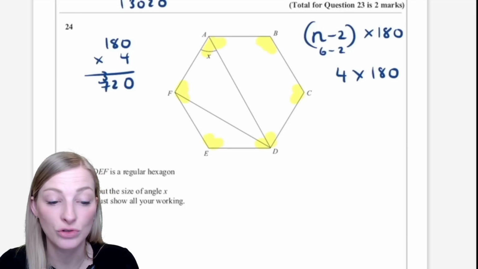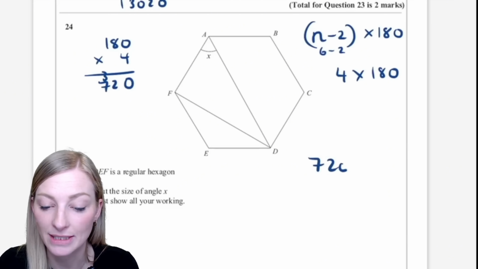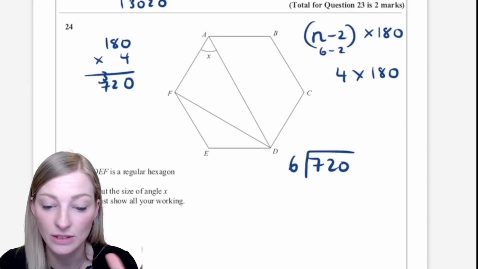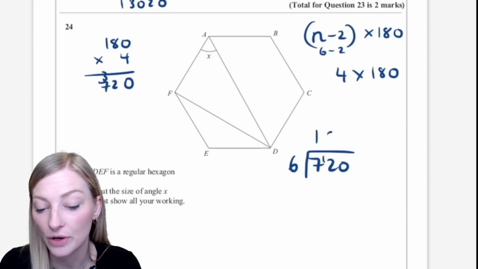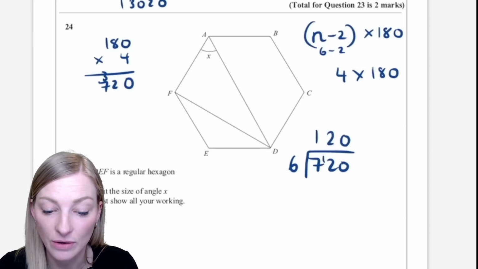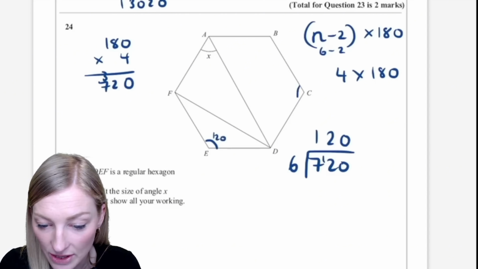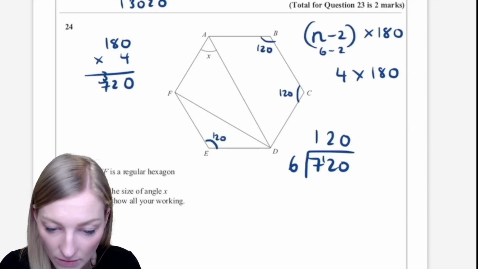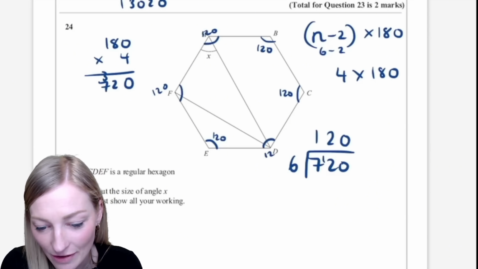So all inside this polygon, that angle, that angle, that angle, that angle, that angle, and that angle adds up to 720. And because it's a hexagon, if I want one of them, I can do 720 divided by 6, because there are 6 angles inside a hexagon. 6 into 7 goes once, remainder 1. 6 into 12 goes twice. And 6 into 0 goes 0 times. So I know that this is 120. I know that this is 120, and this, and this, and this. This is 120, and so on, okay? So all of these are 120.